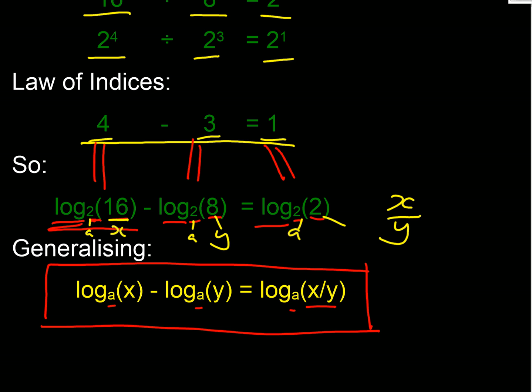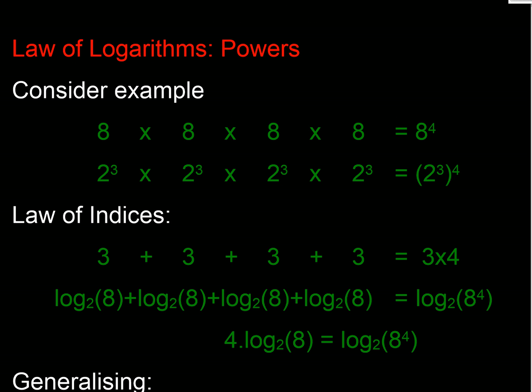And finally, let's have a final log law around powers. So let's have a look at the example 8 times 8 times 8 times 8, which we're quite happy is 8 to the 4. Okay, let's rewrite that in powers of 2. So 8 is 2 to the 3. So it's 2 to the 3, 2 to the 3, 2 to the 3 on the left hand side. And on the right, we could rewrite it as 2 to the 3, and that's all to the power 4, isn't it?